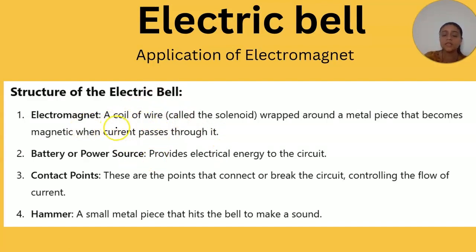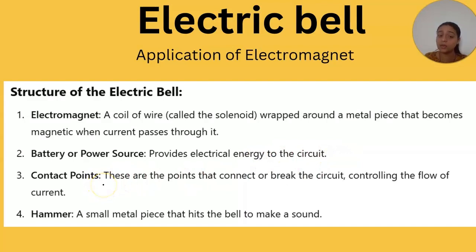So first it can ask what is an electromagnet, and how the electromagnet works inside the electric bell. This electromagnet is U-shaped. Also, you already know the solenoid, which is wrapped around a metal piece that becomes magnetic when current passes through it. Then you have a battery or power source, because without the source you cannot switch it on, right? It provides electrical energy to the circuit.